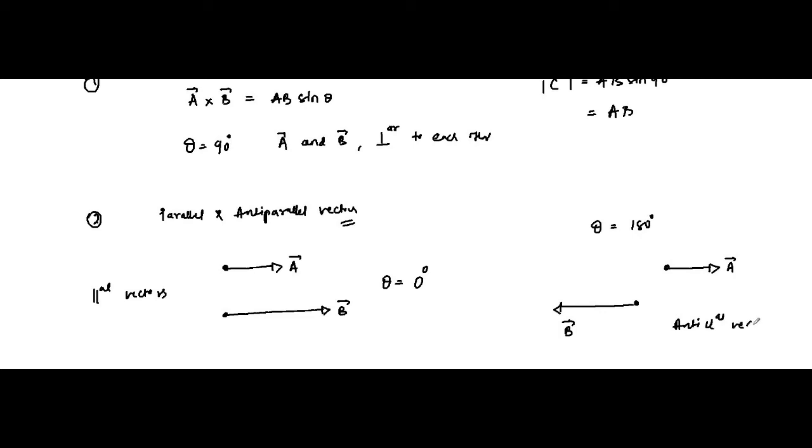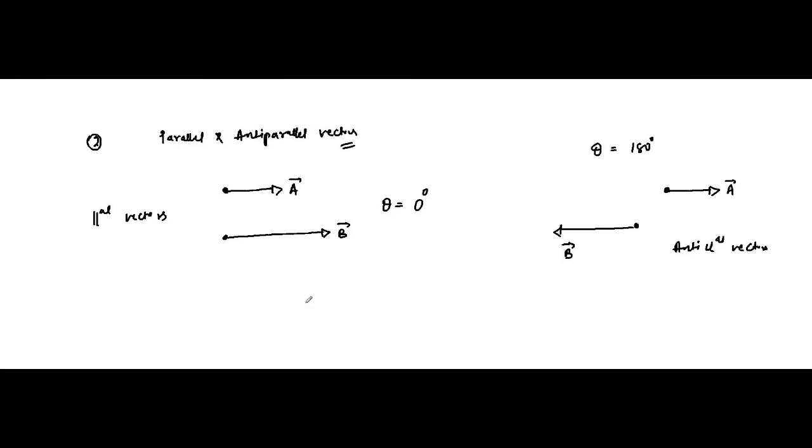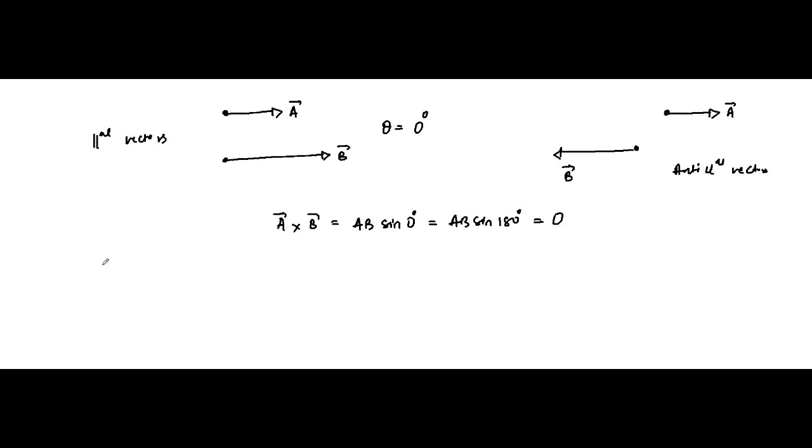anti-parallel vectors. So in both the cases the vector product or cross product magnitude will be AB sine 0 degrees, which is equal to 0, and AB sine 180 degrees, which is equal to 0. The magnitude will be 0 for parallel or anti-parallel vectors. Another interesting thing.